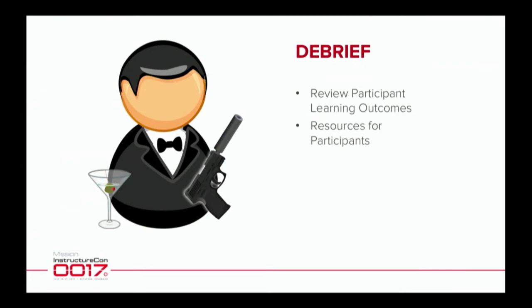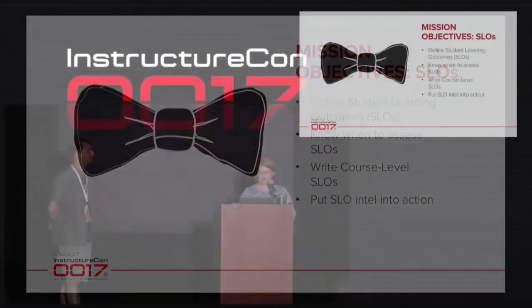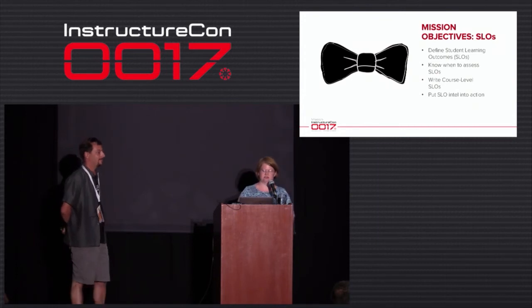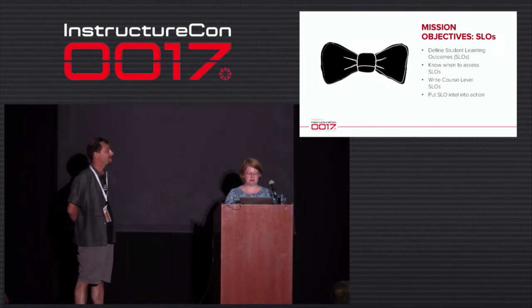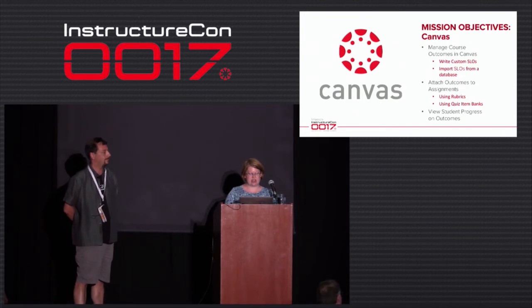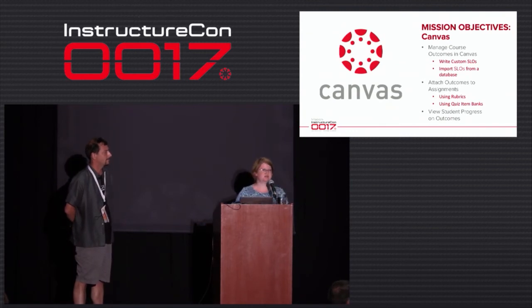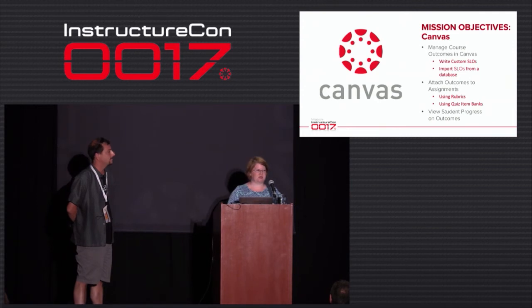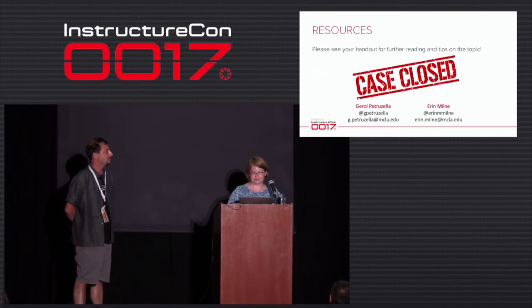All right, so really quickly, we've only got a minute or two left. These are the things we talked about. We defined student learning outcomes, when to assess them, how to write them, and how to put intel into action. And we looked at Canvas to write and import student learning outcomes from a database, attach outcomes to assignments using both rubrics and quiz item banks, and then view student progress on outcomes using the Learning Mastery gradebook, which I think is one of Canvas's best hidden treasures. We're going to consider this case closed.